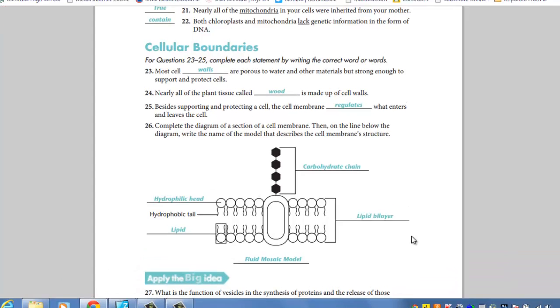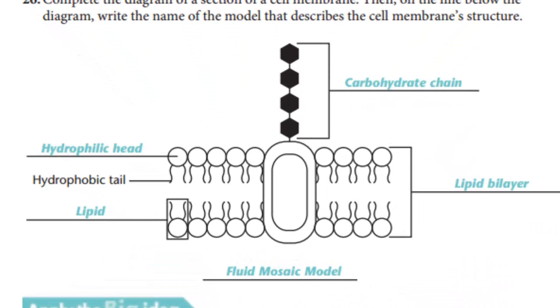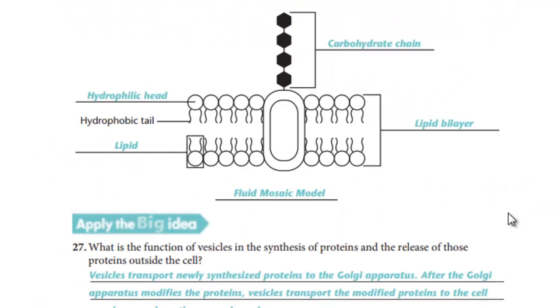The diagram, that first top black chain is the carbohydrate chain. It is on the cell lipid bilayer. There's 2 layers of lipids. That's why it's called a lipid bilayer. The top is the hydrophilic heads. The bottom is the hydrophobic tails. And then one whole section of that one head with 2 tails is called the lipid. This is what we call the fluid mosaic model.